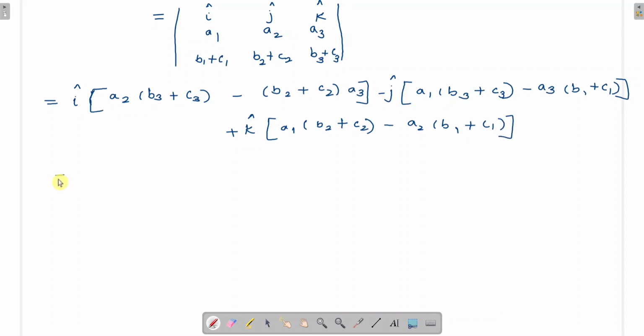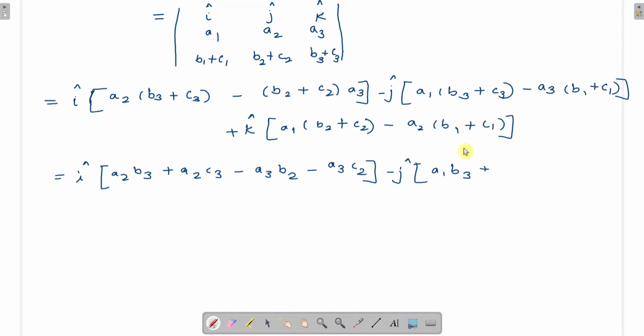Okay, so this will be equal to i cap bracket a2 b3 plus a2 c3 minus a3 b2 minus a3 c2, minus j cap, a1 b3 plus a1 c3 minus a3 b1 minus a3 c1, then plus k cap, a1 b2, then plus a1 c2 minus a2 b1 minus a2 c1.